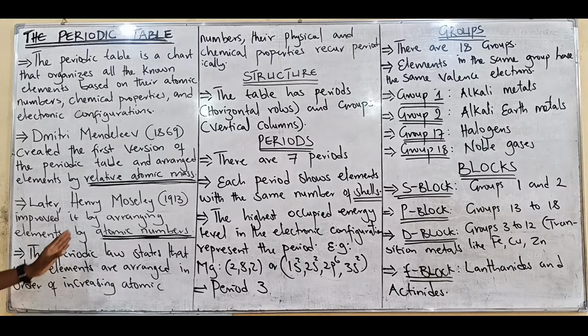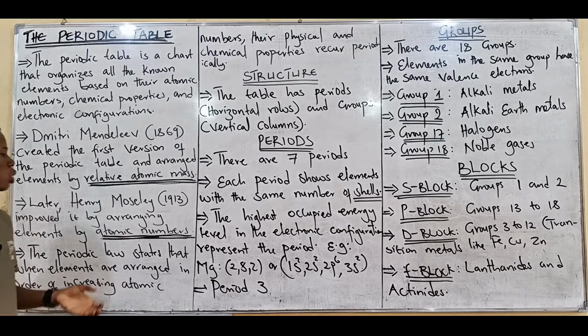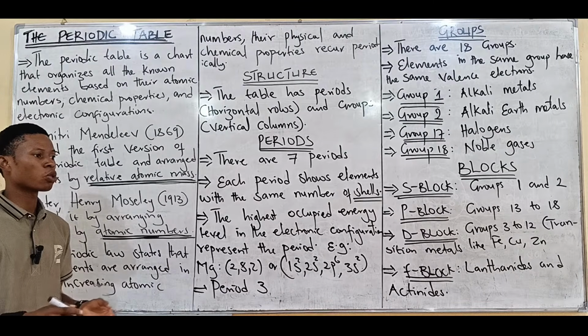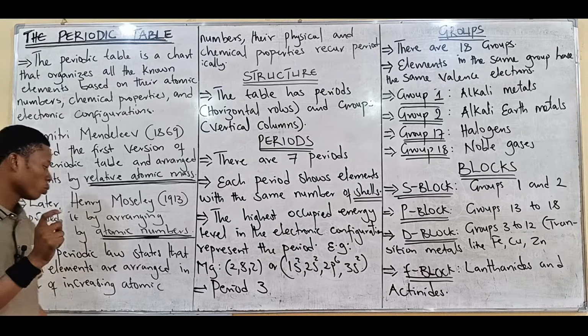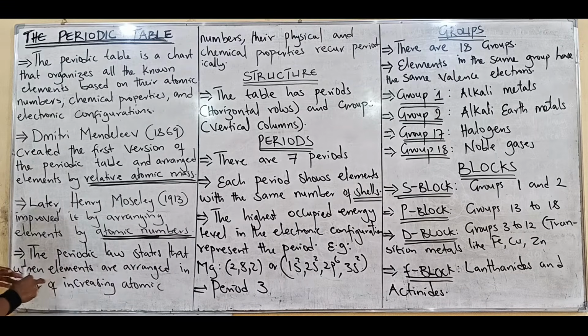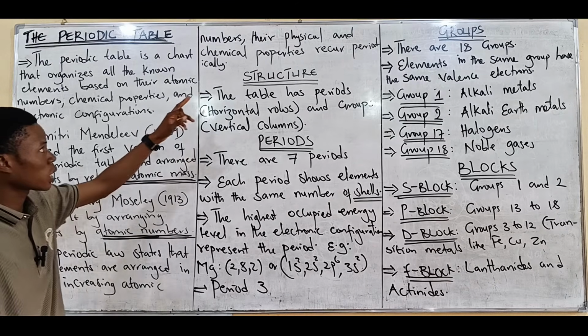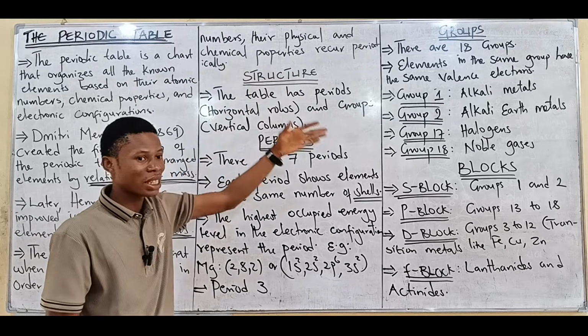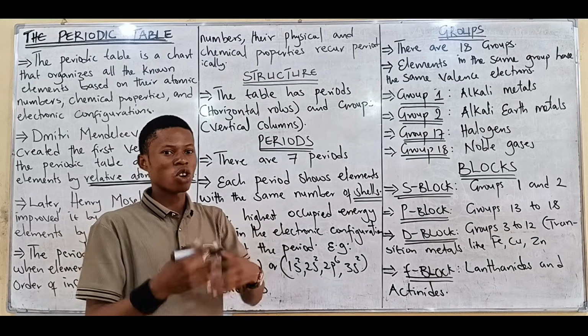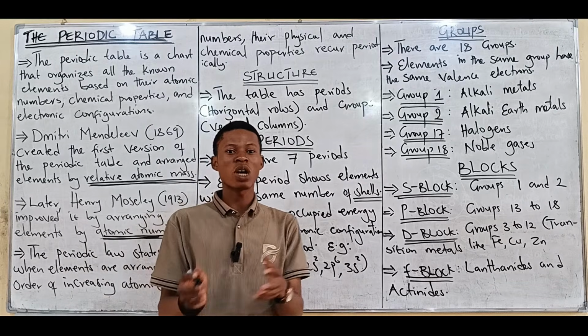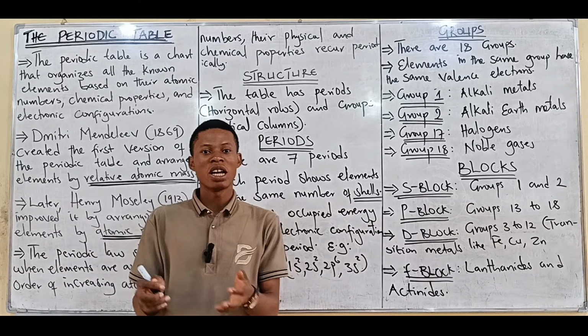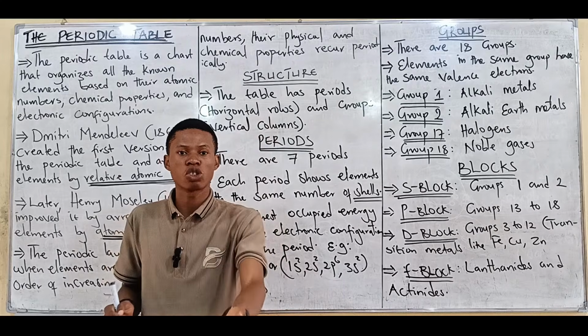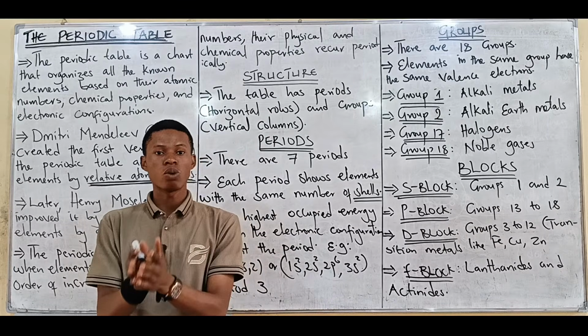Now, this arrangement of elements based on their atomic numbers led to the proposition of the periodic law. The periodic law states that when elements are arranged in order of increasing atomic numbers, their physical and chemical properties recur periodically. Another way you can put it is that the physical and chemical properties of elements are a periodic function of the atomic number.